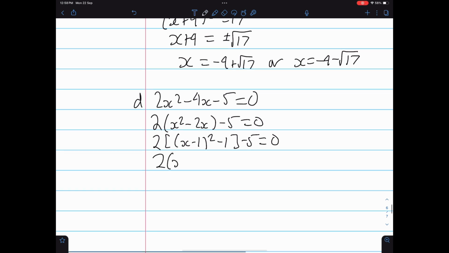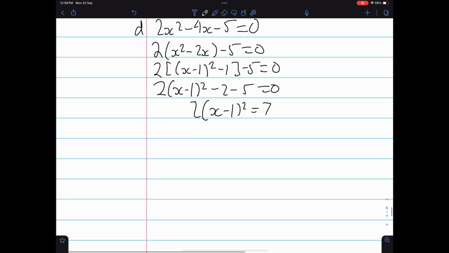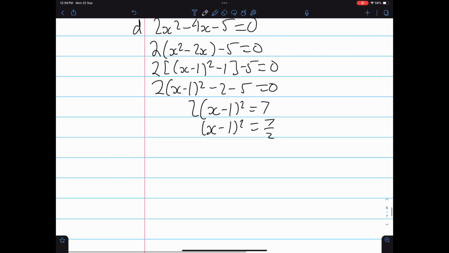And then do that partial expansion, and then move that over to the other side. Now, the next step is to divide by that 2. That's just the extra step. Now, x minus 1 will equal plus or minus the root of 7 over 2.